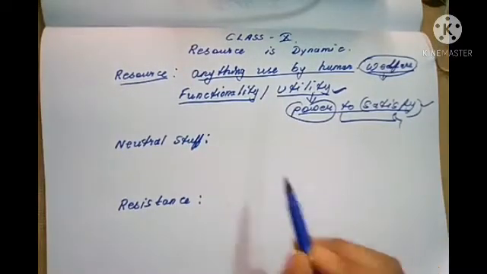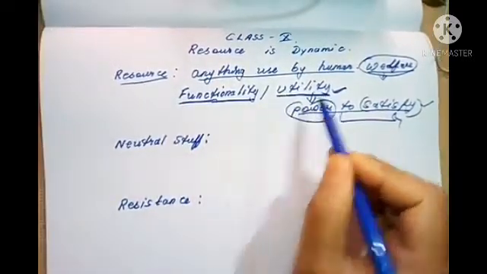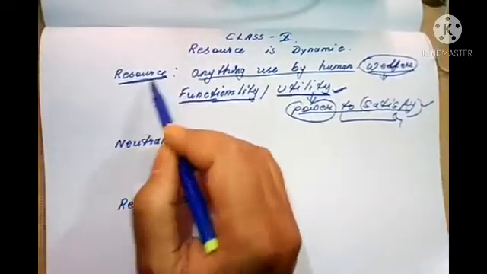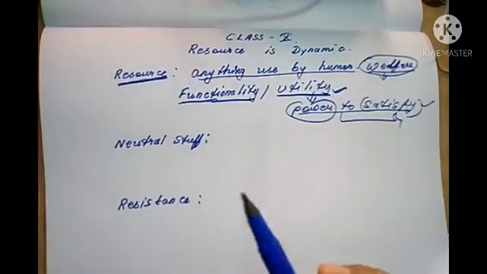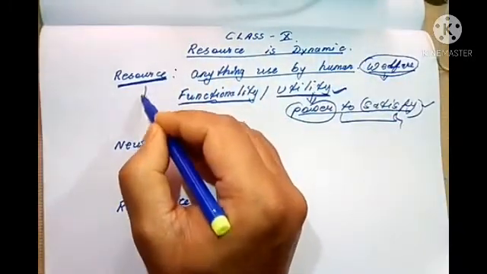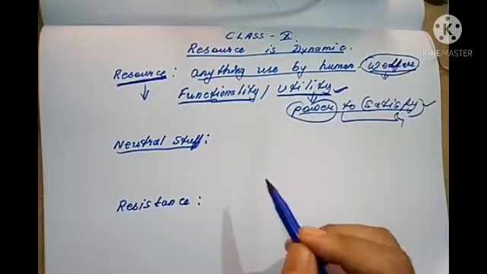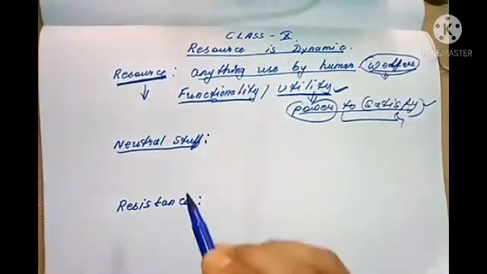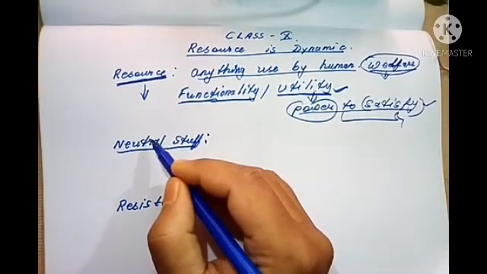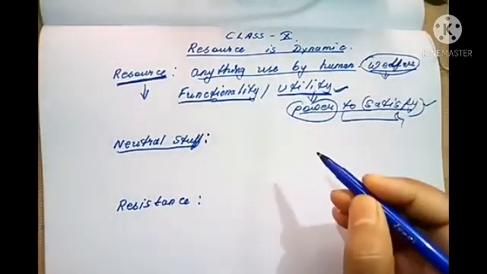So remember, these two properties of a resource make a substance a resource. Okay, now as resource is dynamic, what is the meaning of dynamic? We understand a resource as anything that is used by humans.